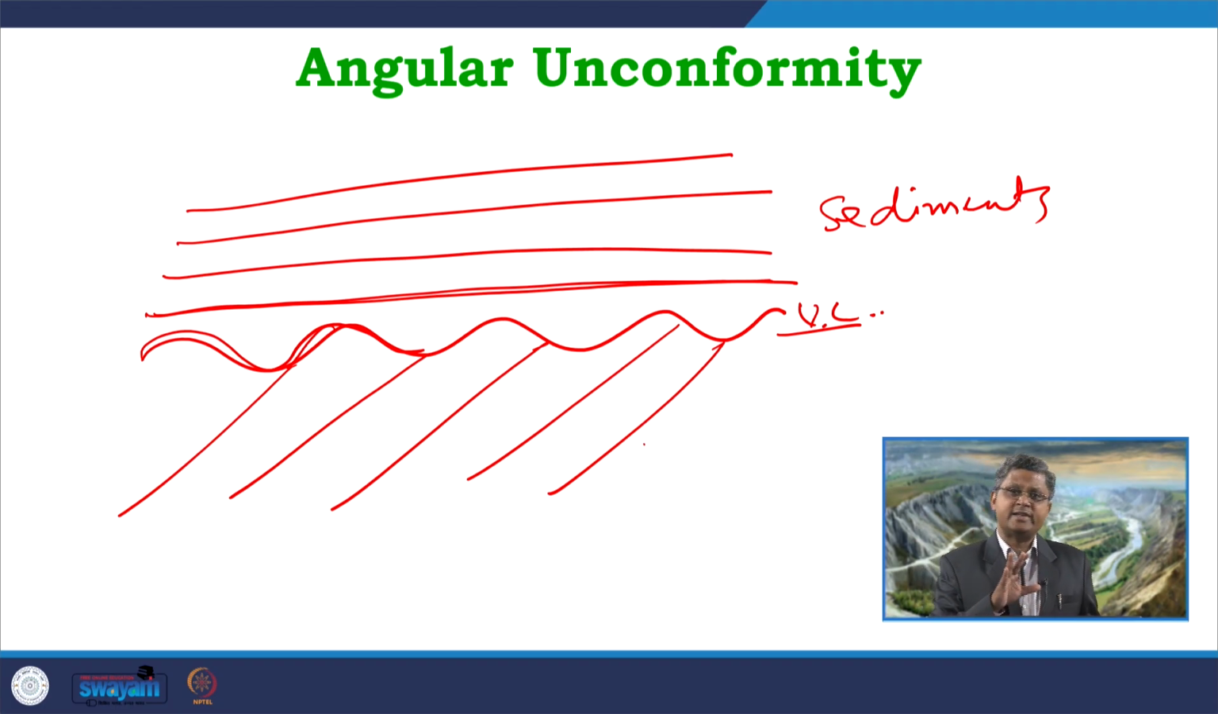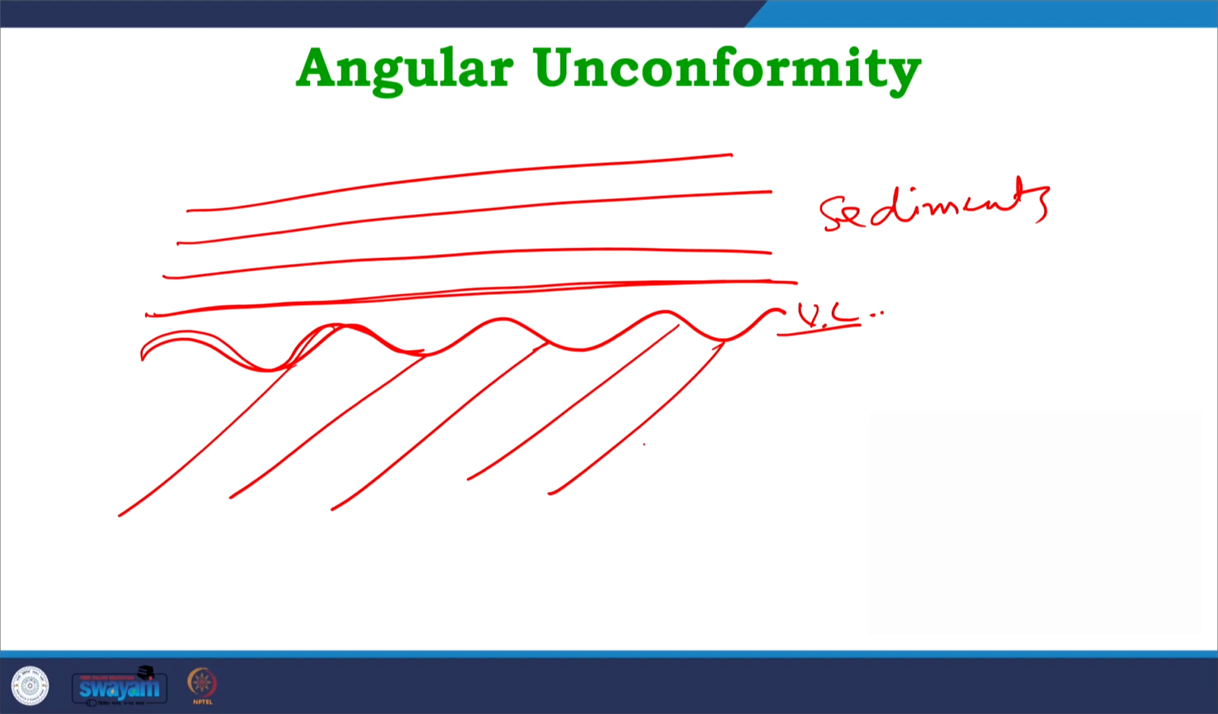So, these are called angular unconformity, very commonly identified, and very easily identified in the rock record. The fourth one is again a very common one, which we call non-conformity. In a non-conformity, it is commonly the sedimentary rocks occurring above the basement rock, and in most cases the basement rock is either an igneous rock or a metamorphic rock.